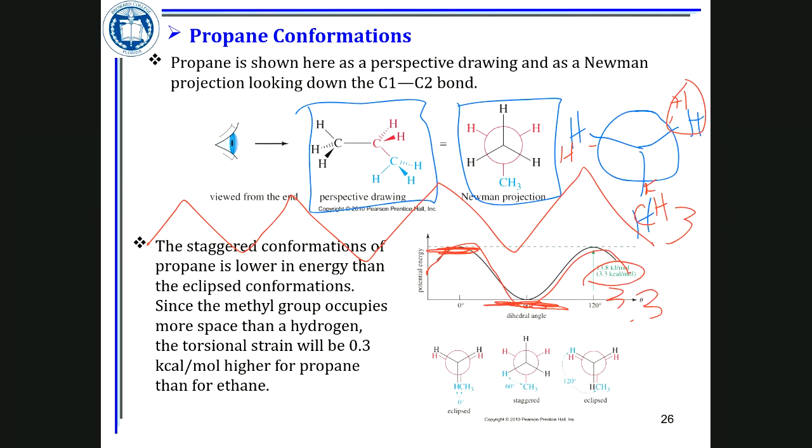So what would you call this for butane? Eclipsed or staggered? Eclipsed. And it is totally eclipsed. Totally eclipsed means that you have 2 bulky methyl groups facing each other. This would have the highest energy of all conformers of butane.